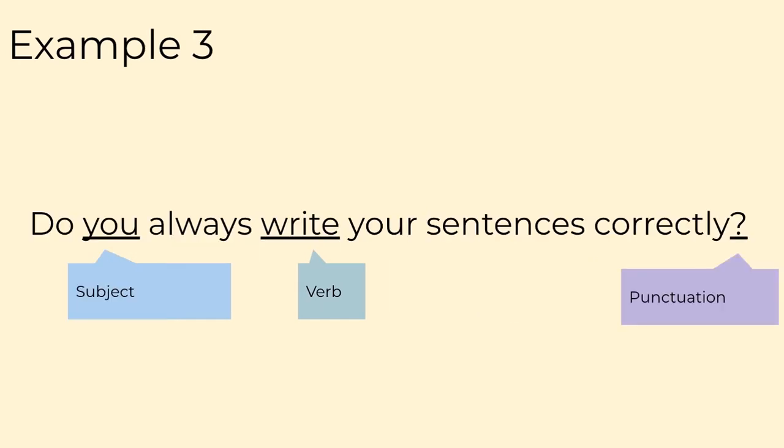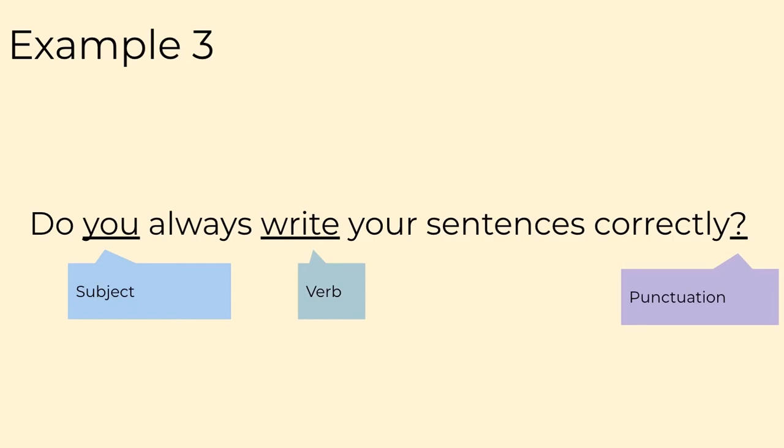Example 3, do you always write your sentences correctly? So it starts with a capital letter. It has a subject, which is you, it's who it's about. Write is our verb because we're writing something. And then the punctuation mark at the end is the question mark.